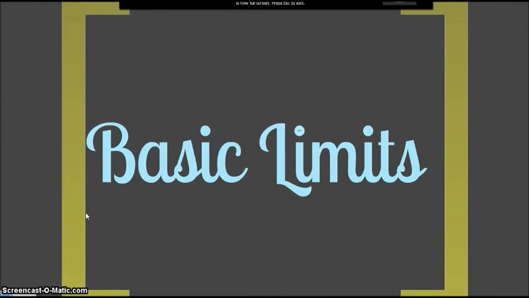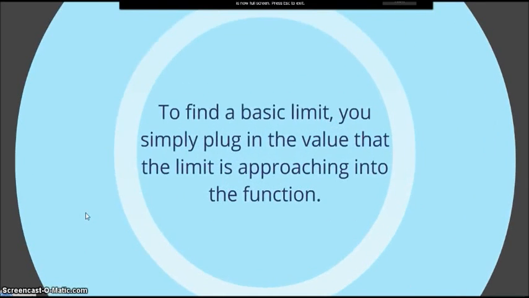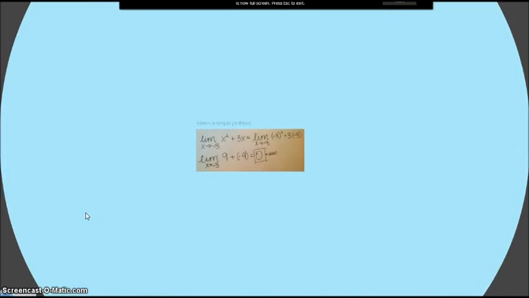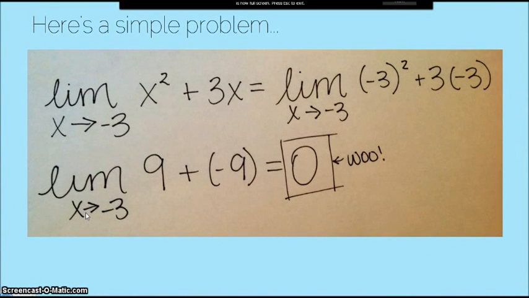Basic limits. To find a basic limit, you simply plug in the value that the limit is approaching into the function. Here's a simple problem. To find the limit as x approaches -3 of x squared plus 3x, simply plug in the -3 to the x values, which equals 9 plus -9, which equals 0.